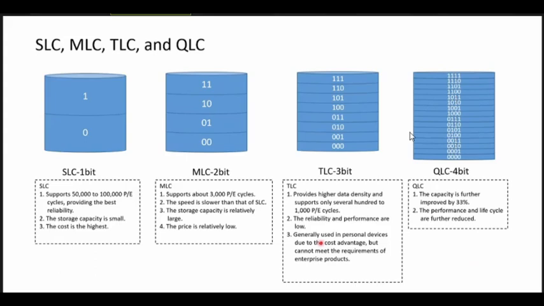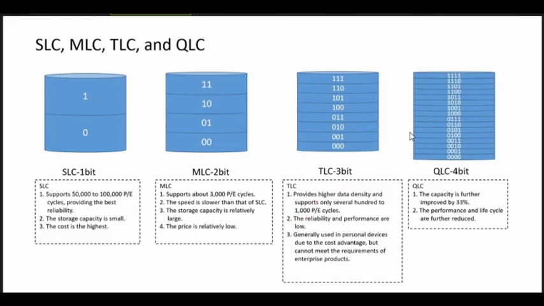So if we go through this, you have the cell levels, right? This basically explains the different types of cell levels: single level cell, multi-level cell, triple level cell, and quad level cells. You can see here, SLC supports about 50,000 to 100,000 P&E cycles. MLC supports about 3,000 P&E cycles. TLC supports about 1,000 P&E cycles.